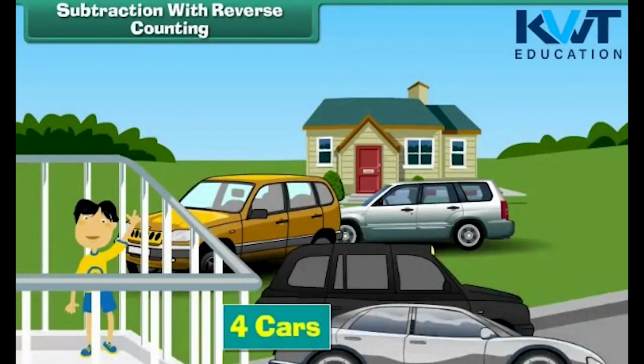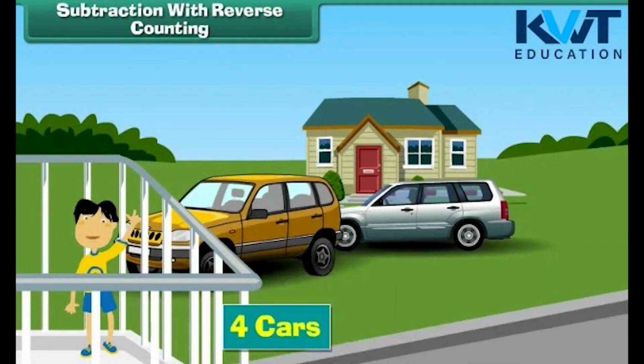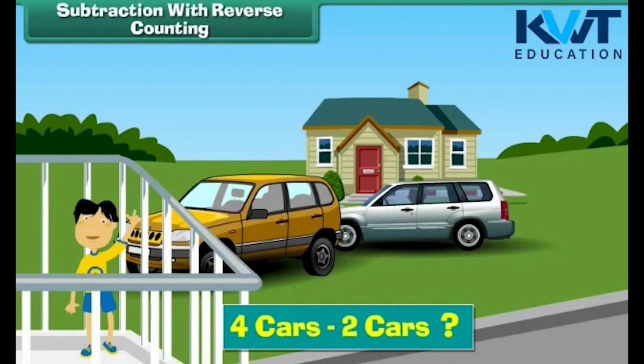There are 4 cars in Amrit's house. Amrit's father has taken one to office. Amrit's mother has taken one for shopping. How many cars are there in the house?